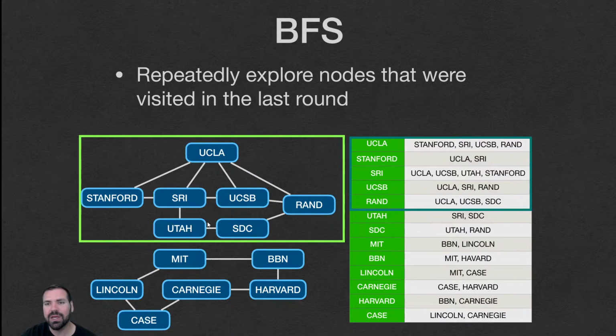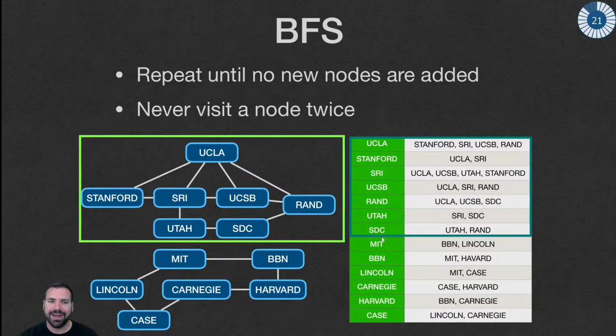They've both been explored. So we're going to continuously repeat this process until we have a round where no new nodes have been explored. When we explored the neighbors of Utah and SDC, we didn't find anything new. We can repeat as many times as we want, and we're not going to find anything new after a full round. So once we explore Utah and SDC, no new nodes are found, so we know we've found the entire connected component of the starting node.